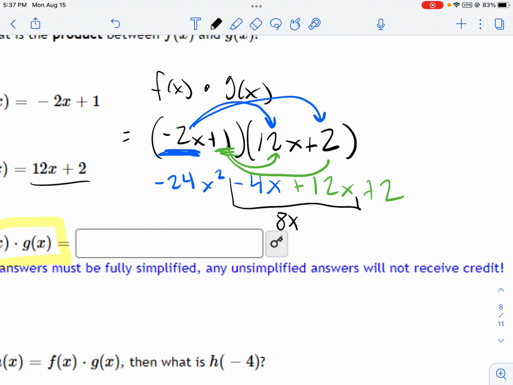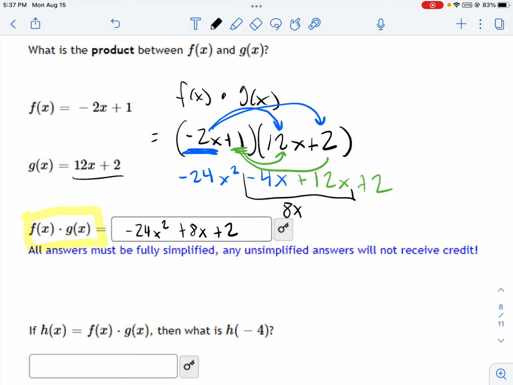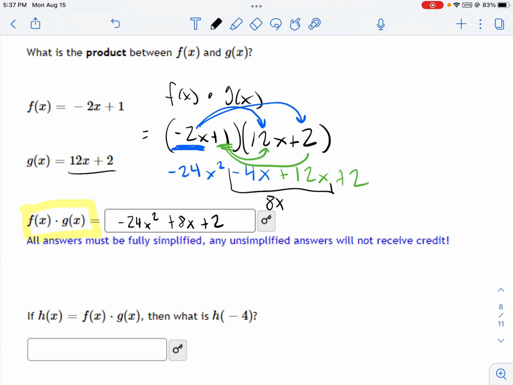And then we just bring our answer down. So negative 24x squared plus 8x plus 2. That's it. That is the expression. That's your f of x times g of x, and you're done.